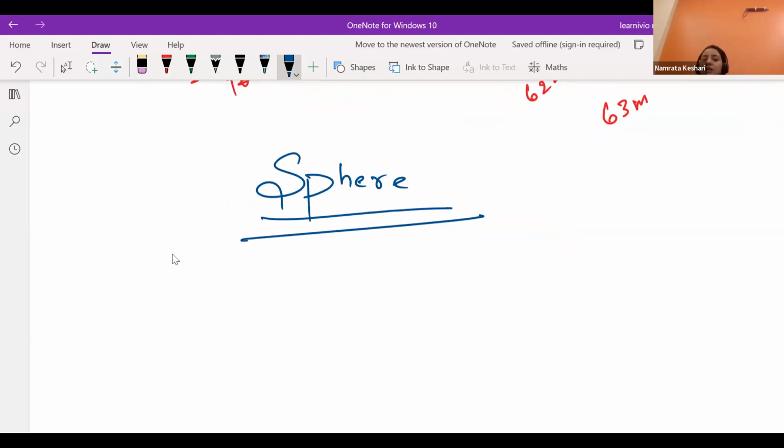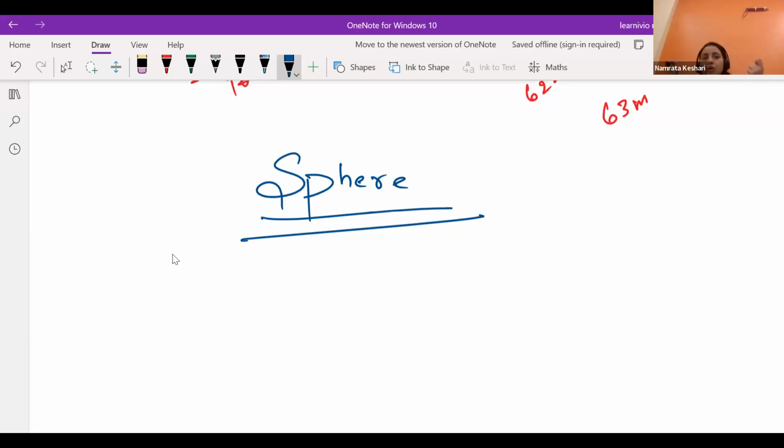Okay, so a sphere is something you must have seen in our day-to-day life. Whenever we talk about a sphere, you must have seen a football or maybe a globe. These are of spherical shape. There is a difference between a circle and a sphere. When we say circle, we mean a circular plate.